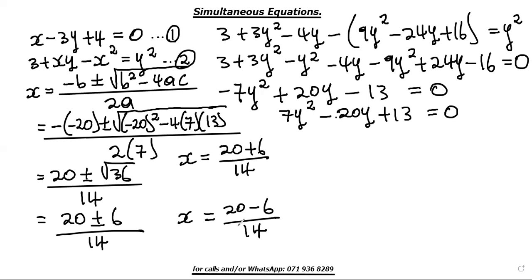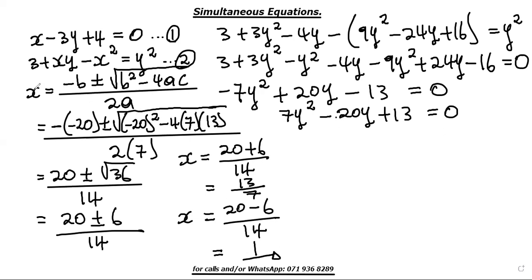So if you go to your calculator and say 20 plus 6 divided by 14, you get 13 over 7. And if you say 20 minus 6 divided by 14, you get 1. So these are our two solutions.